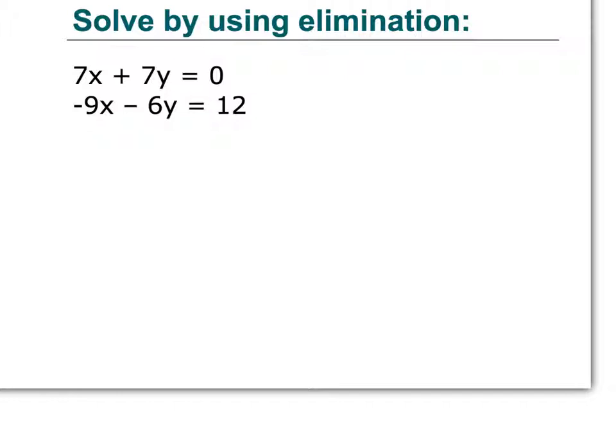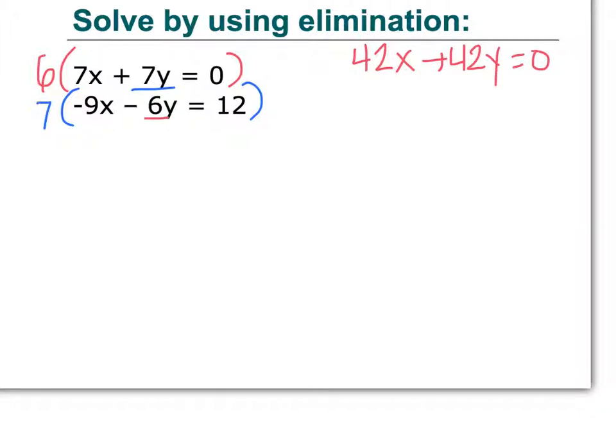Solve by using elimination. If I look at this one, I can see that there's no x or y that's ready to go for me. So that means I'm going to have to multiply both the top and the bottom. I'll choose to work with my y's, so I'll multiply the entire top equation by 6 because of the 6y, and I'll multiply the entire bottom equation by 7 because of the 7y. This will get them to both 42y. So my top equation, once it's been multiplied, will be 42x plus 42y equals 0.